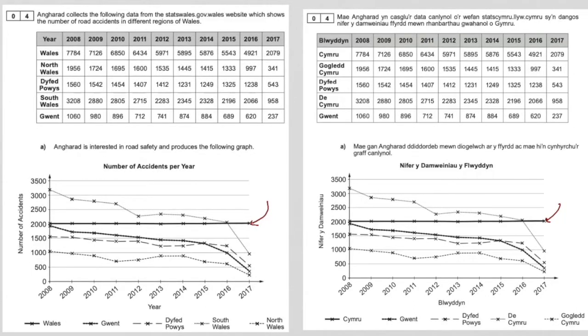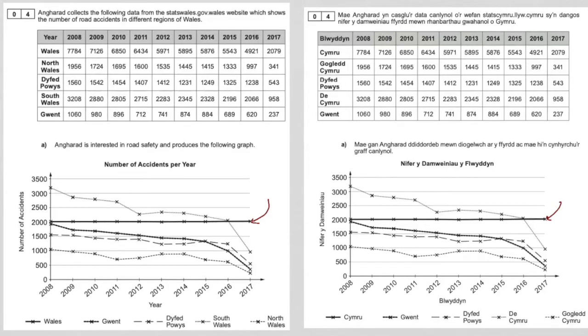It could be that Angharad is plotting the Wales line against the year, and we can't see that because the scale on the y-axis doesn't allow us to see the difference between 2008 and 2017, so that's a possibility. Who knows? The other error is that the results for Gwent and North Wales are mixed up.